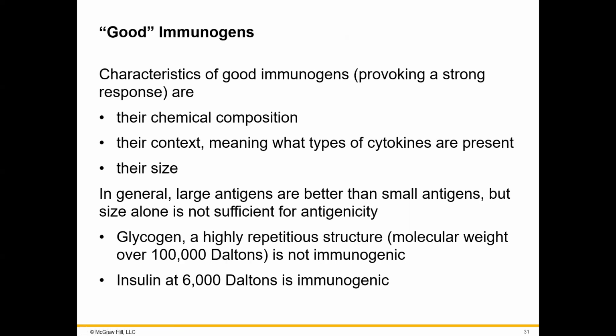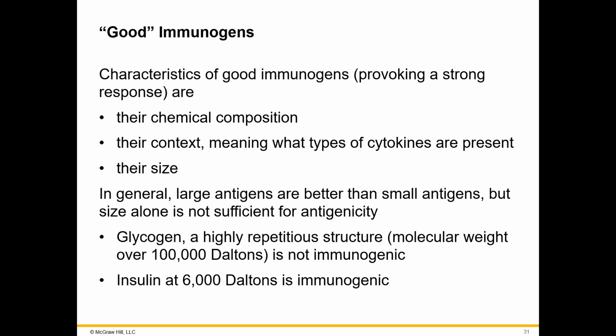Now, good immunogens. An antigen can be of varying degrees of immunogenic. Characteristics of a good immunogen, which means it provokes a strong response, are their chemical composition, their context, meaning what kinds of cytokines are present, and their size. So generally, you could say large antigens are better than small antigens. However, large size alone is not going to be sufficient for immunogenicity.